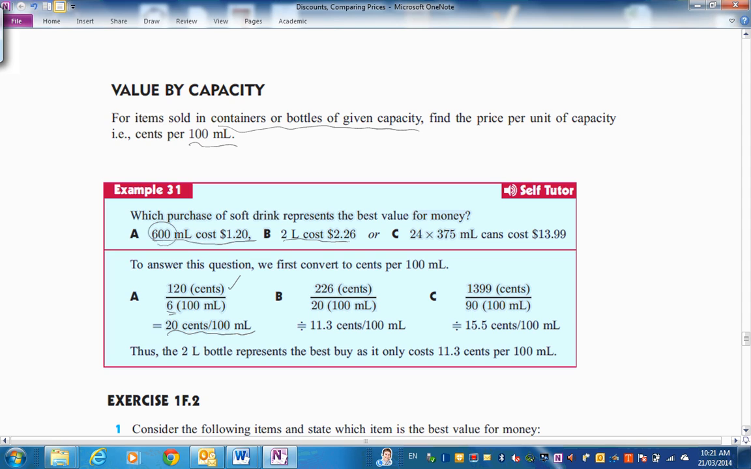2 litres cost $2.26. 226. 2 litres is 2,000 millilitres. Divided by 100, that's 20 lots of 100 in 2 litres. So it's 11.3 cents. So it looks like bulk buying works there.